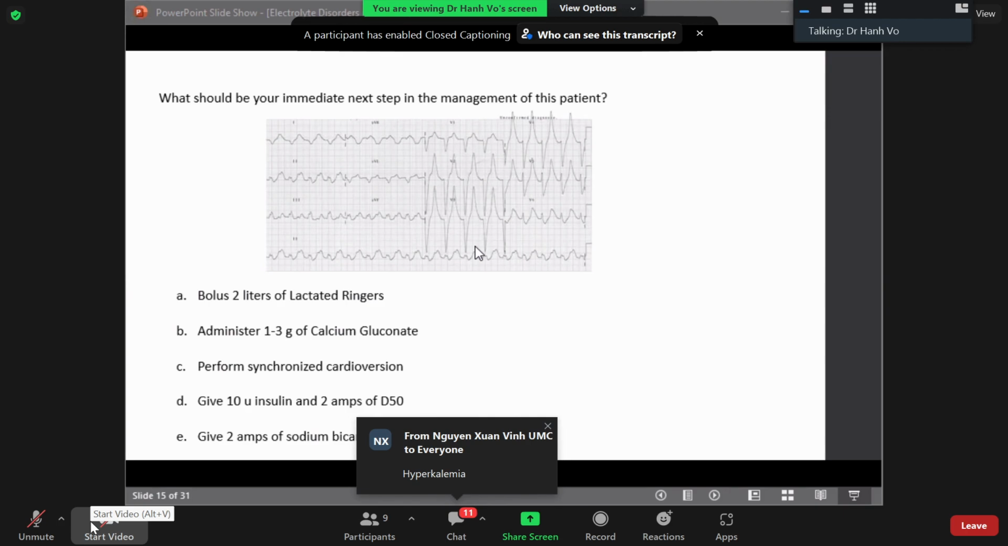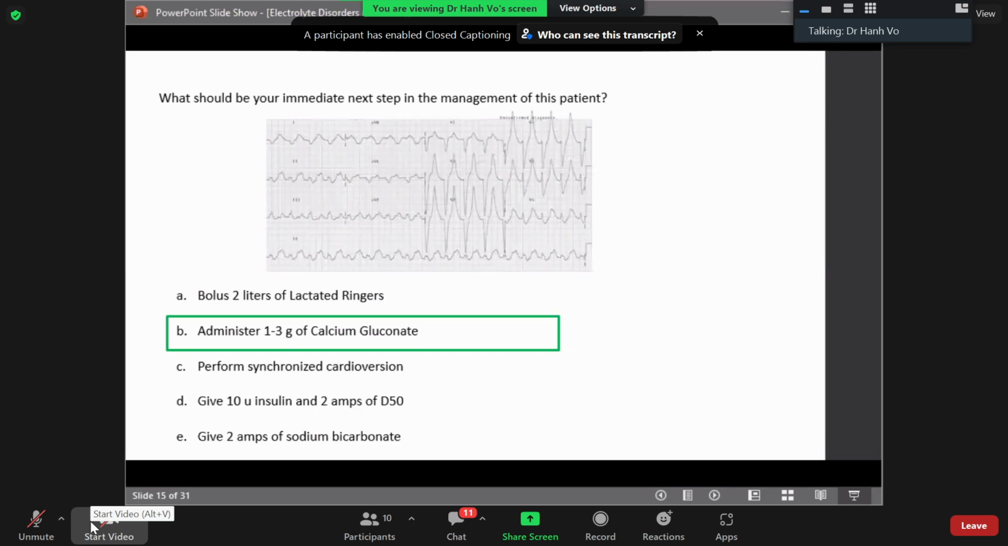Yes, the answer is B. With this EKG, we see the big T wave, and the patient may have hyperkalemia, and we want to treat the patient with admitting calcium gluconate.